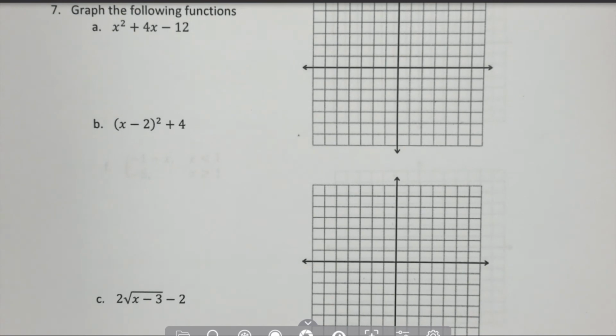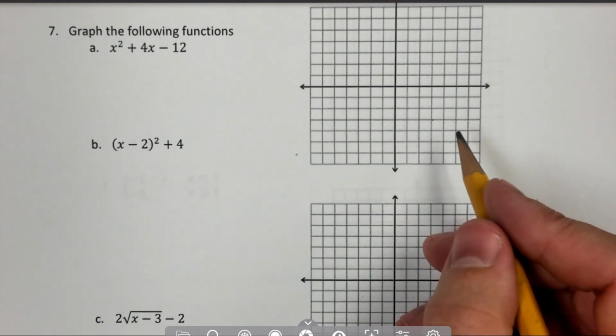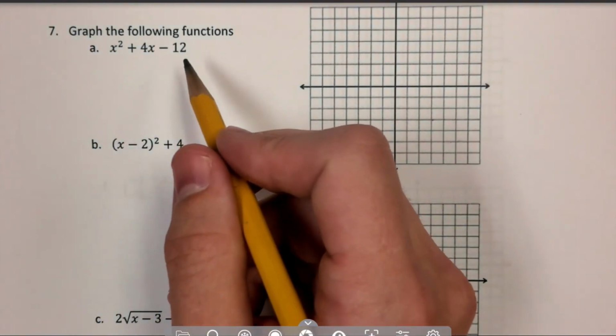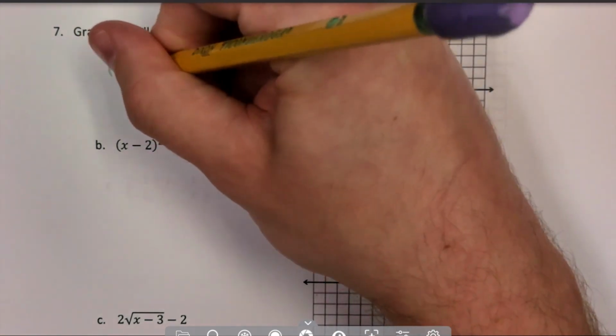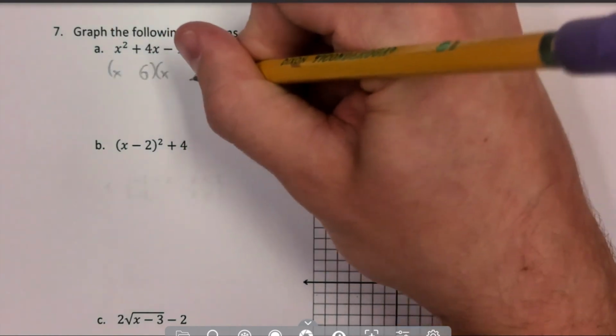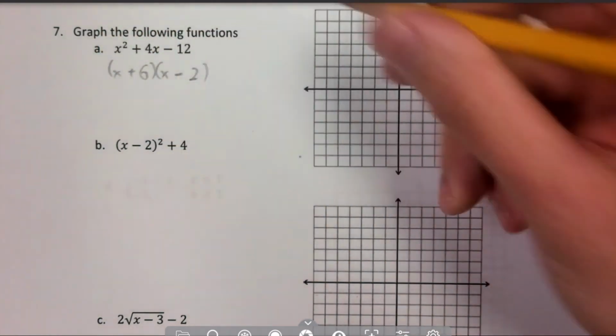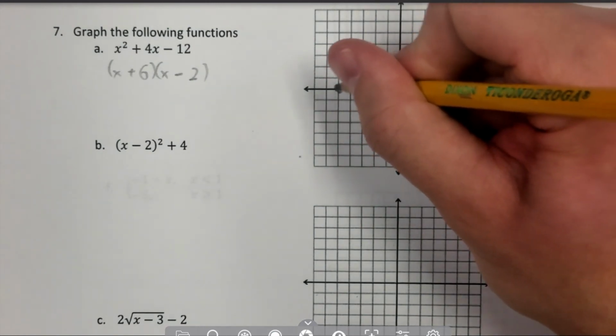Now we're moving into our graphing section. So first we've got a quadratic to graph, and this is just in standard form. Now what I'm going to do is two things. First, I'm going to see if I can factor this. Factors of 12 that subtract to 4 are 6 and 2. So now I know what the roots are. The roots are at 2, and the roots are at negative 6.